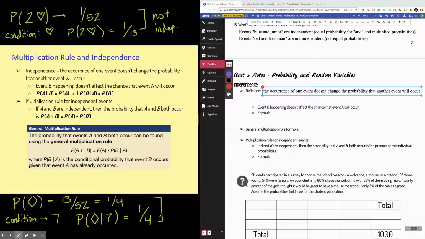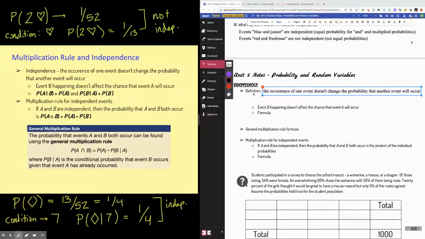So here I get these equal probabilities. Me adding the extra condition and telling you that the card was a 7 did not change the probability that that card was a diamond. That probability stayed exactly the same, which means those two events are independent of each other, okay?